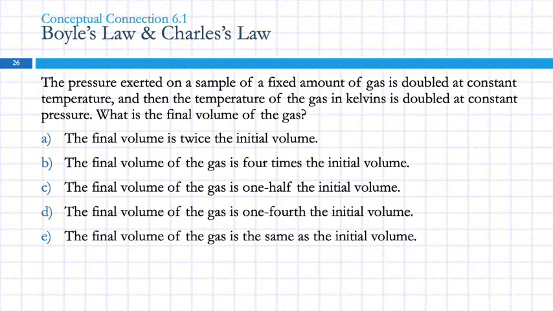So this is a thinking problem. The pressure exerted on a sample of a fixed amount of gas is doubled at constant temperature, and then the temperature of the gas in kelvins is doubled at constant pressure. What is the final volume of the gas? Well, let's think about what happens to the volume if you double the pressure. It gets smaller by the same factor. It gets cut in half, right?